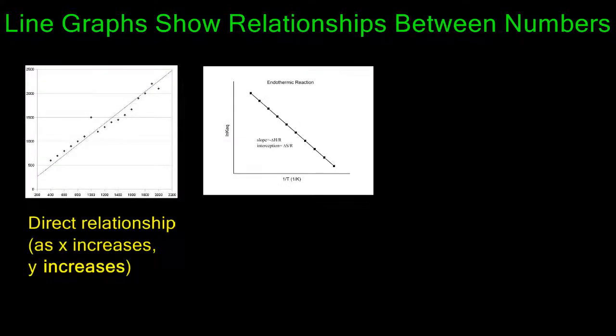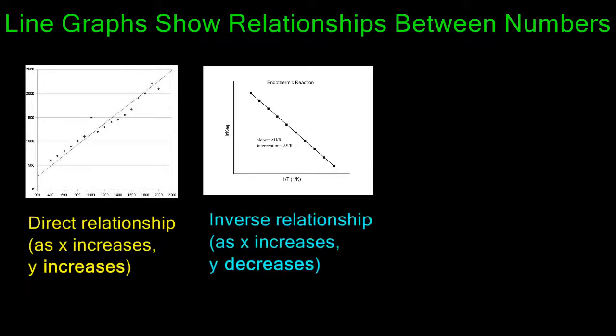Sometimes the graph can look completely different, going the other way. This is known as an inverse relationship. So as the independent variable increases, the dependent variable decreases. So as x increases, y decreases. You can see that these two lines have opposite slopes.